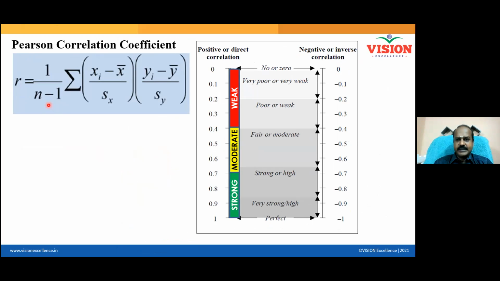N is the number of data. X bar is the average. Sx is the standard deviation of x. Similarly, y bar is the average for the y variable. Sy is the standard deviation of y, and xi and yi are individual data points.